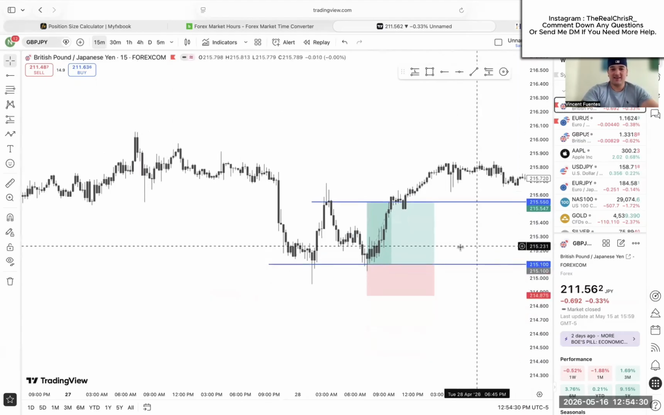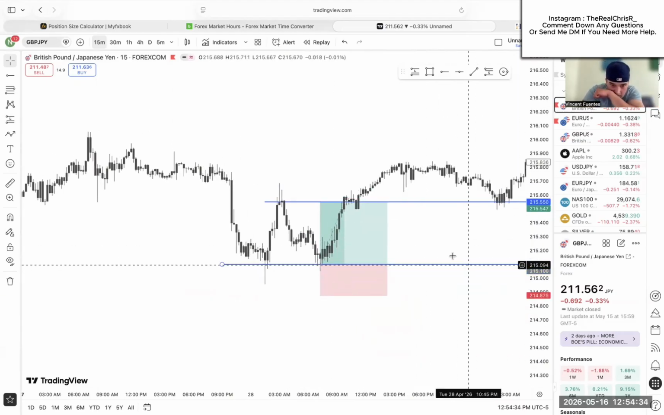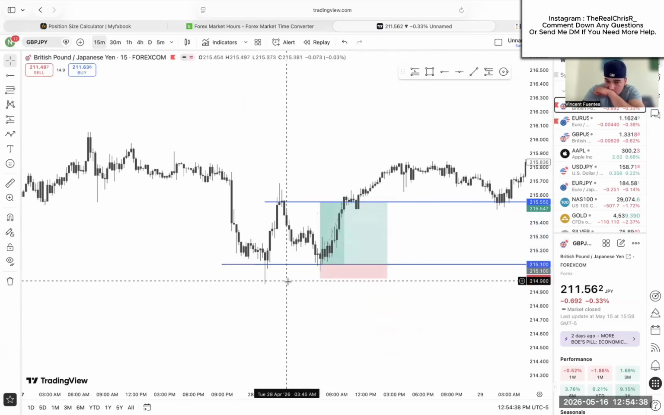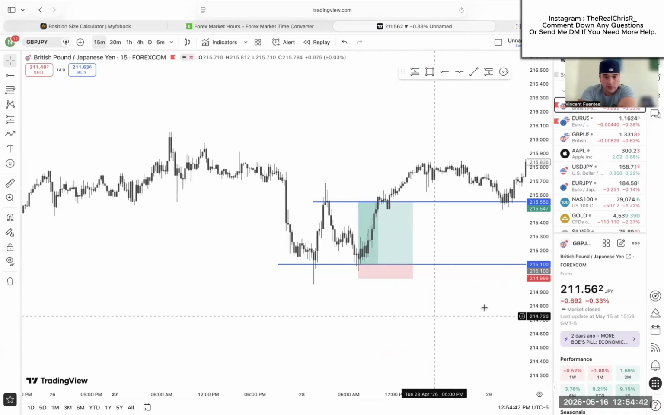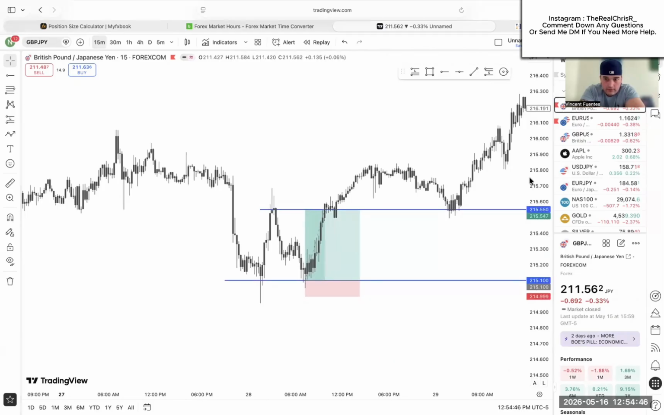Clean. Clean. You entered, you were put automatically into profit. But you know how to get out of your trade because if the trade's going anywhere in the opposite direction. So don't hold a losing trade. Only hold your winning trades.